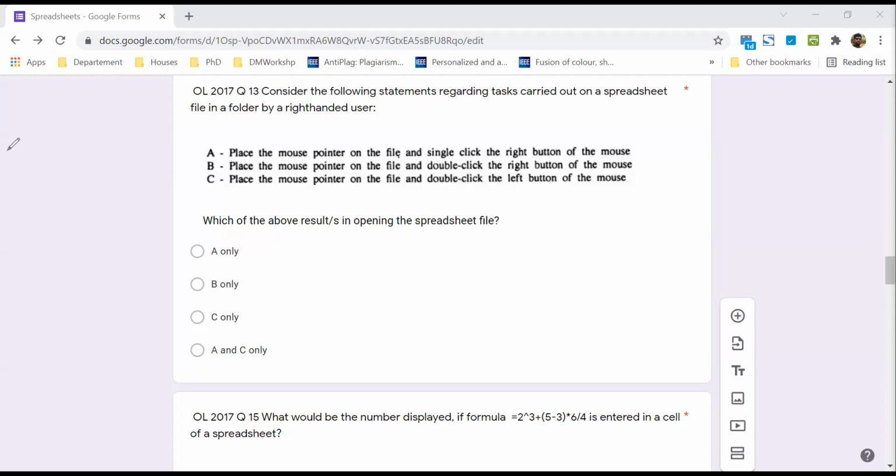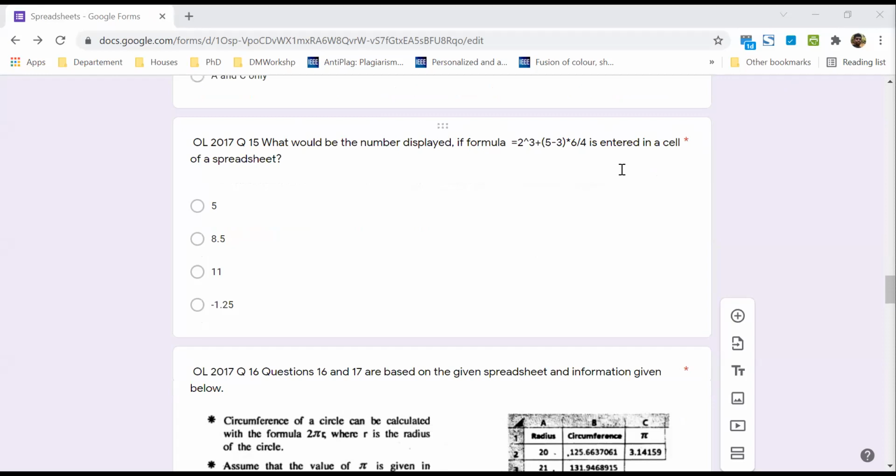So to open the spreadsheet file, this is actually not a question from the spreadsheet, but anyway, right? To open, we know you have to double click. So the answer is C only. That means this is wrong. Right mouse will not do anything. So only the third one is correct. Answer is C only. This was a bit difficult question for the class. About only 50% of the class got the correct answer. Right. The next one.